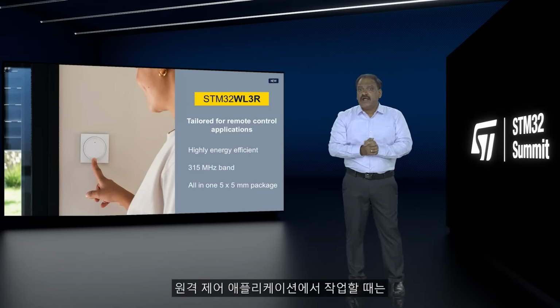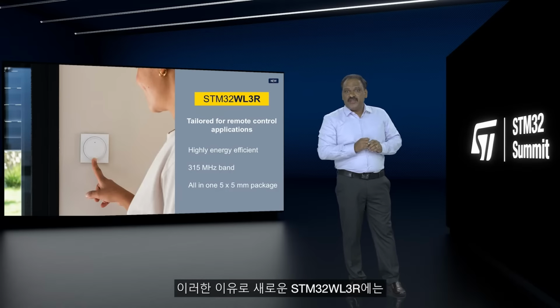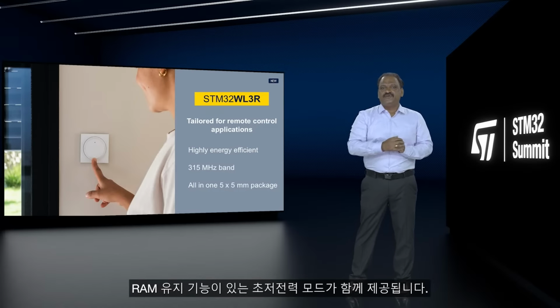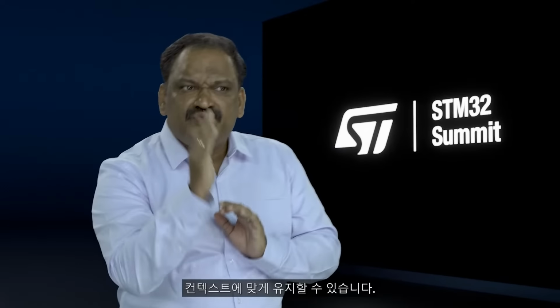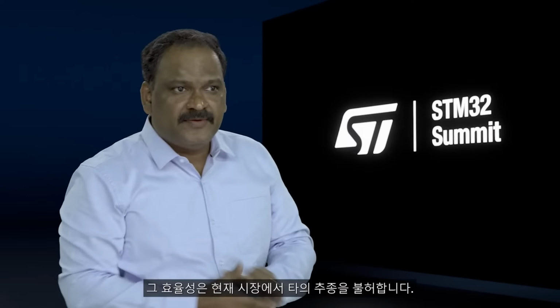When working on a remote control application, you also want exceptional power efficiency. That's why the new STM32WL3R comes with an ultra-low power mode with RAM retention that selectively disables hardware units. Thanks to this, developers can keep more of their application in context while increasing battery life since fewer IP blocks are active. Additionally, it retains the highly energy efficient radio of the STM32WL3 by consuming only 10 milliamps at 10 dBm. Its efficiency is unparalleled in the market today.